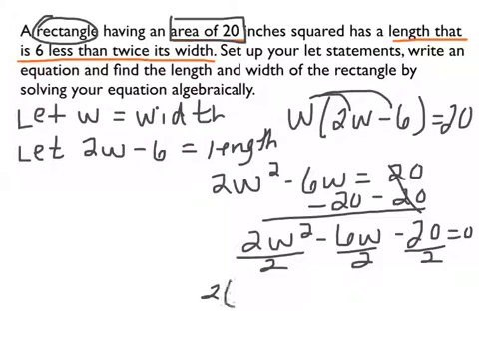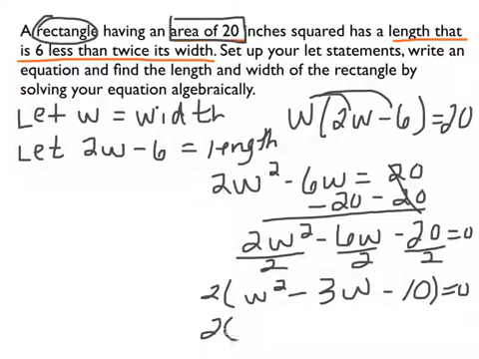2 out in front. I'm going to be left with W squared minus 3W, because I have to do 6 divided by 2, minus 10, all equal to 0. Now once I notice inside here, I still have a trinomial because I have a W squared here, so I know I can keep going and factor. I'm going to say 2 and a nice big parentheses.